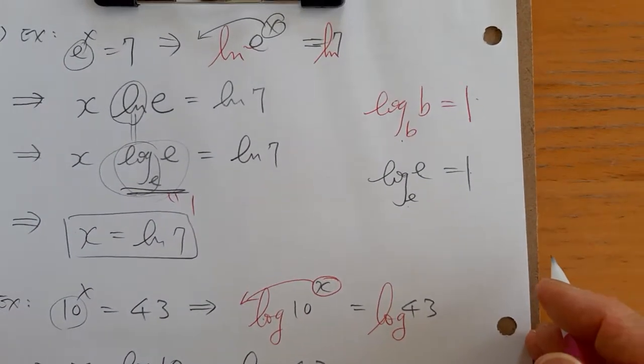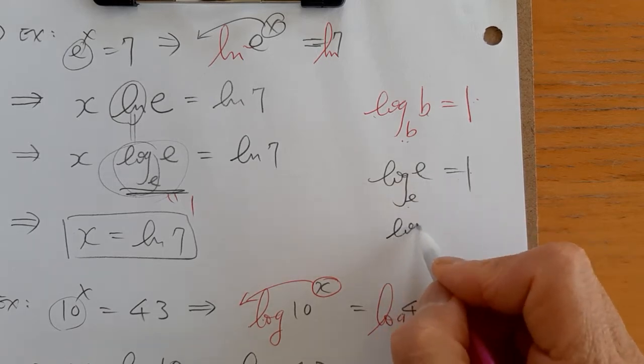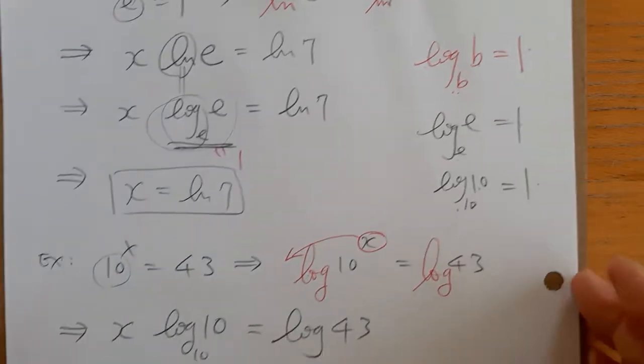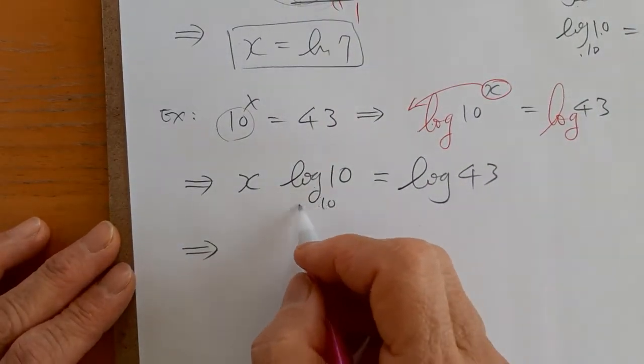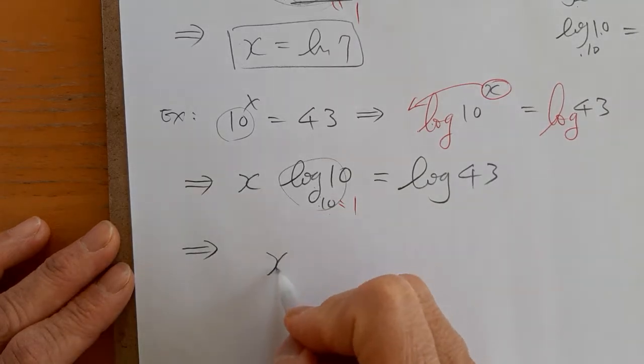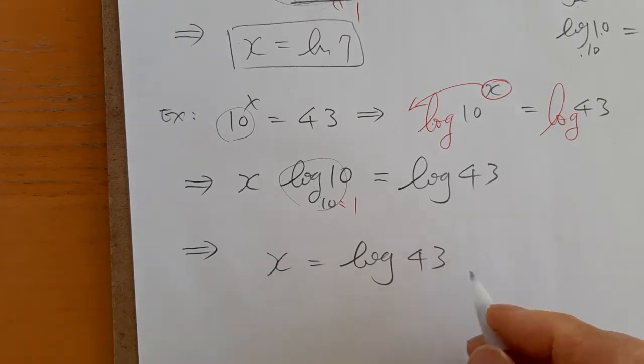Use the same formula: log_b b equals 1, log_e e equals 1. So log 10 with base 10 also equals 1, because 10 to the power 1 equals 10. So this part equals 1, and then x times 1 is x. So the answer equals the common logarithm of 43.